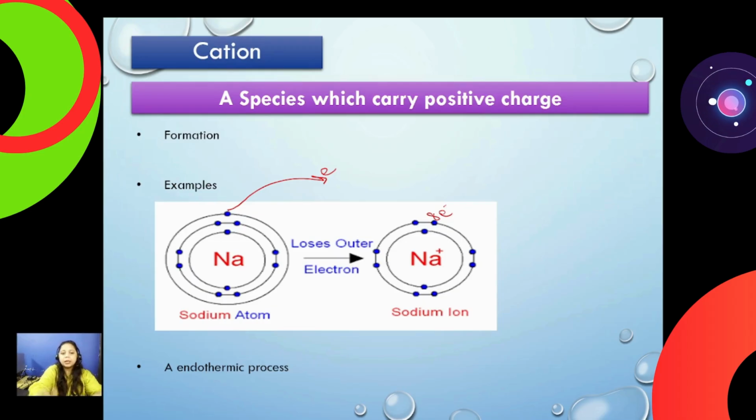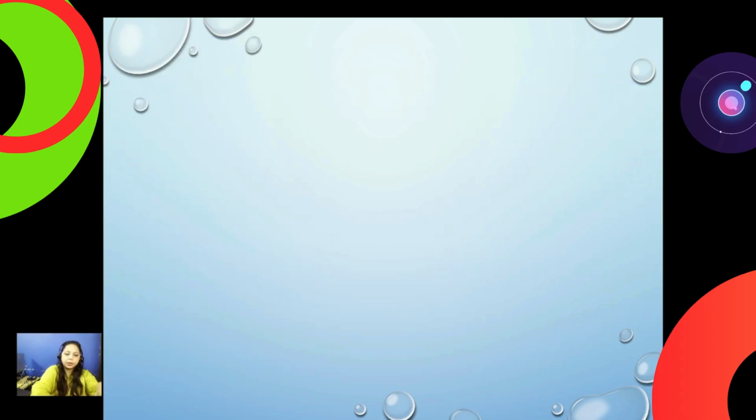But keep in mind that this is an endothermic process. Now, how do we define an endothermic process? You might have learned it earlier. If not, I'm going to explain it. Endothermic means endo, meaning inside. The heat is taken in, the energy is taken in. Why? Because the electron has to be removed, so much energy is required to remove that electron.